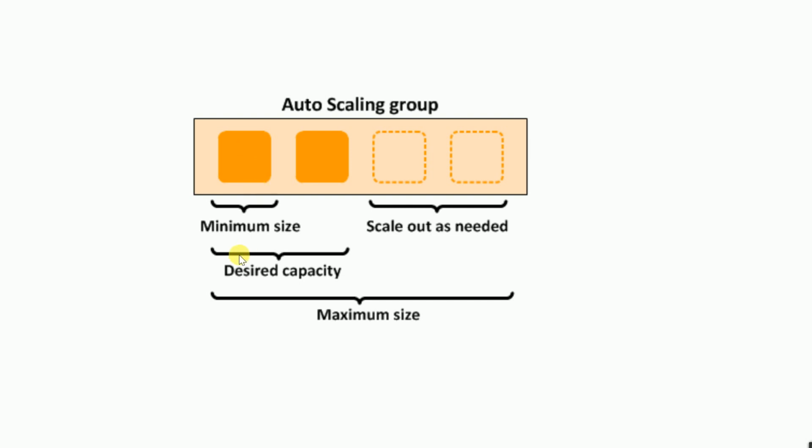Minimum is 1, desired is 2, and scale out as needed. If it is still being used, then it increases up to 4, because we define maximum 4, minimum 1 and desired capacity as 2. So as per our application and expected behavior, we have to set up auto scaling with minimum, maximum, and scale out policy.